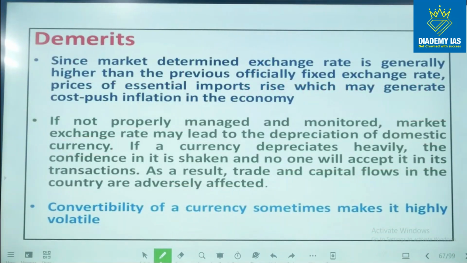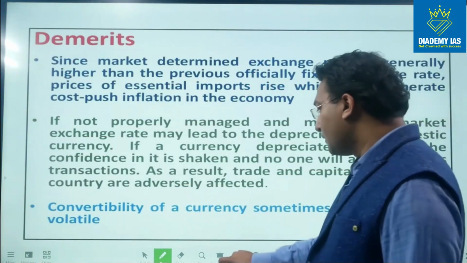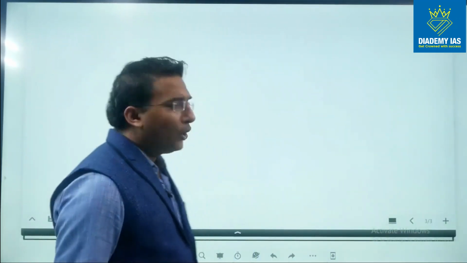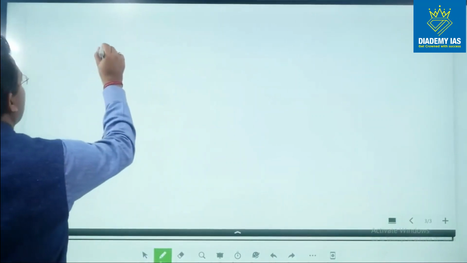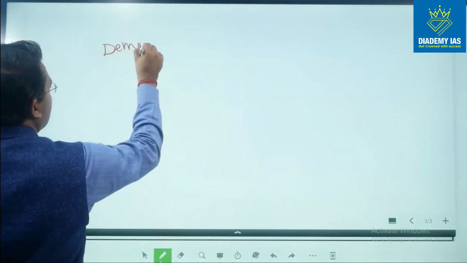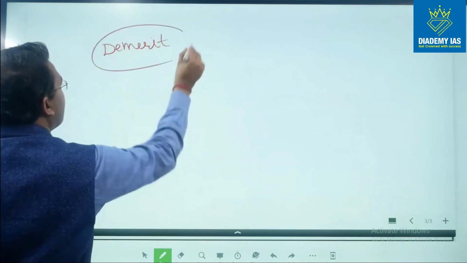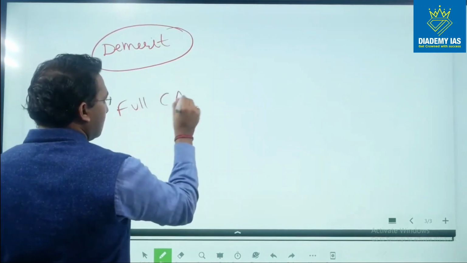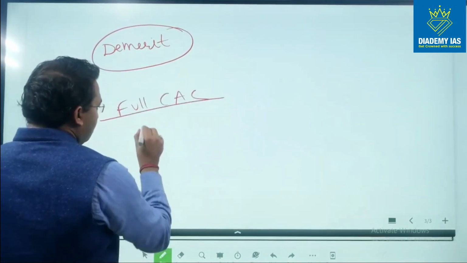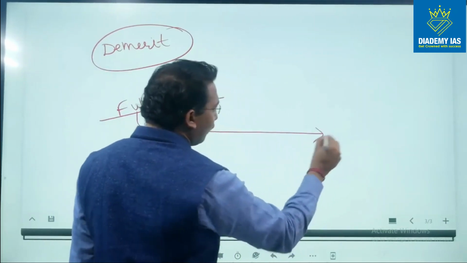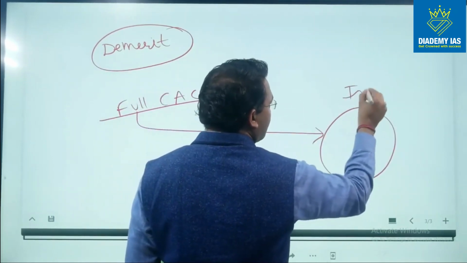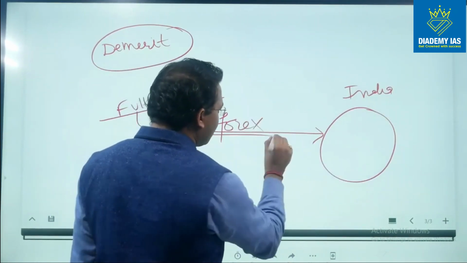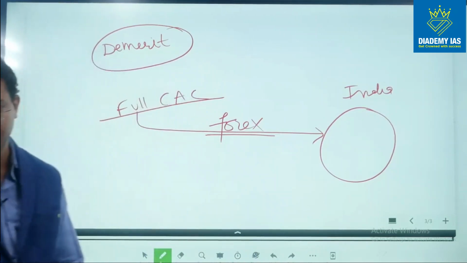Now, what are the demerits? What are the demerits of the capital account convertibility, fuller capital account convertibility? So, the major demerit is that after the full capital account convertibility, there will be a huge influx of funds into India. Right? So we are expecting that a huge amount of foreign exchange money will be coming into India.